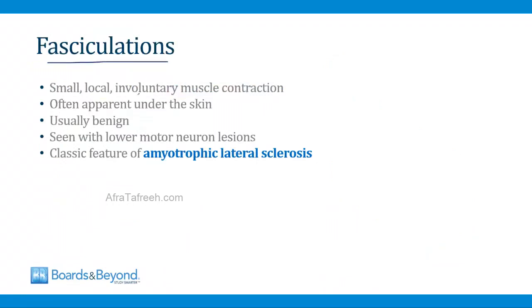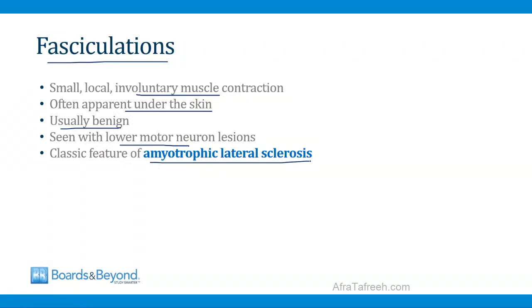Fasciculations are small, local, involuntary muscle contractions. They're often apparent under the skin. Usually these are benign, but they can be seen as an element of patients who have lower motor neuron lesions, and I talk about this in more detail in the video on spinal cord disorders. In addition, fasciculations are a classic feature of amyotrophic lateral sclerosis. I also talk about this disorder in the video on spinal cord disorders, but ALS involves lower motor neuron lesions, and therefore you can see fasciculations as an element of the disorder.